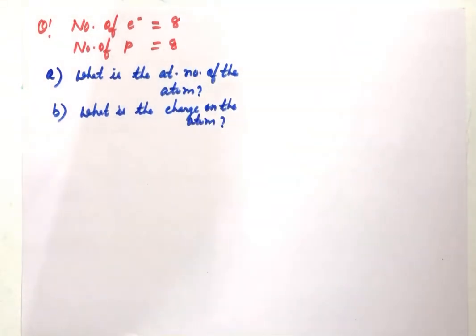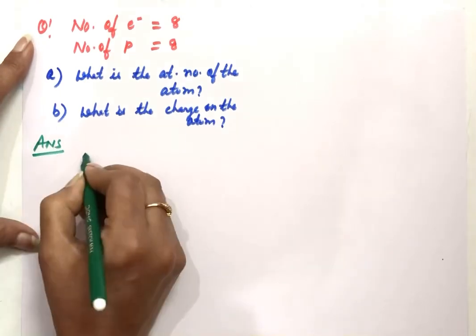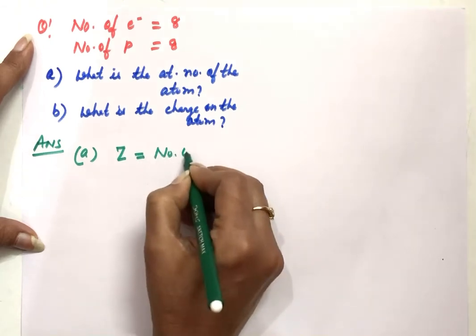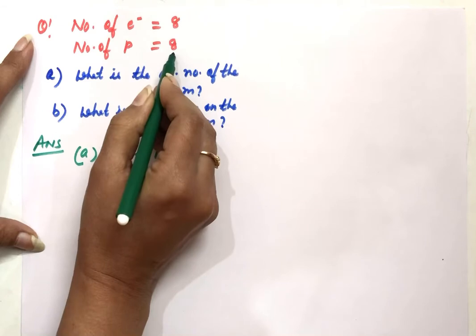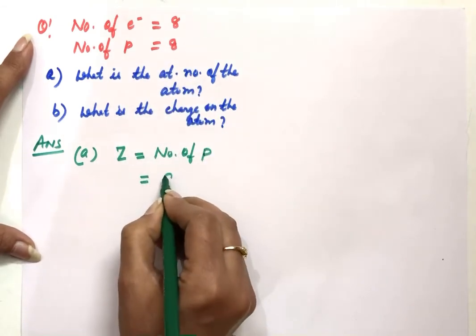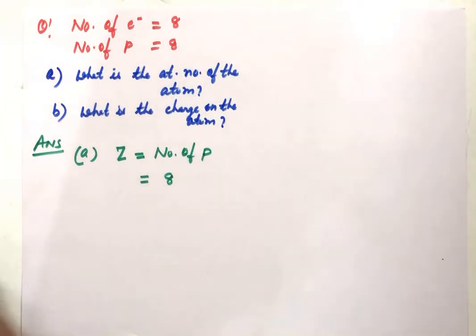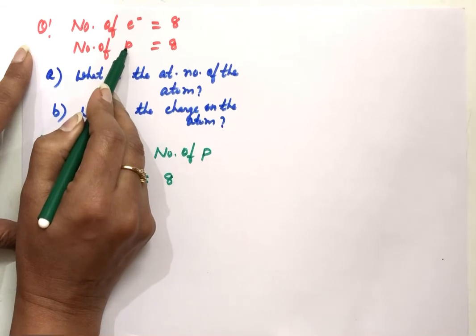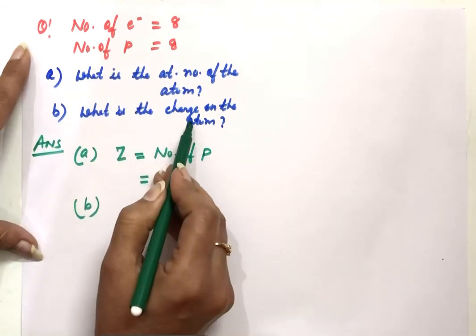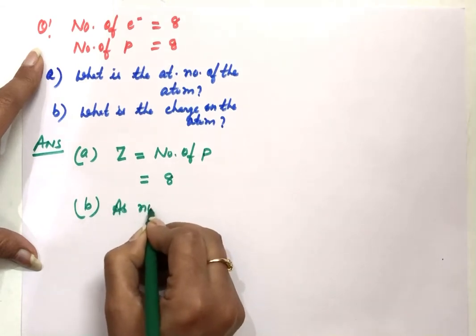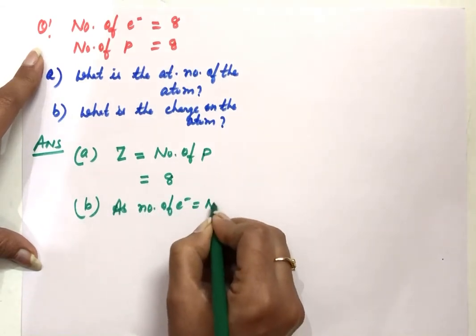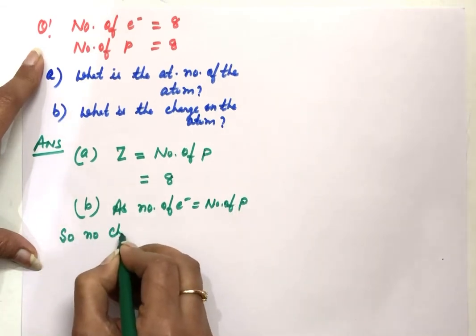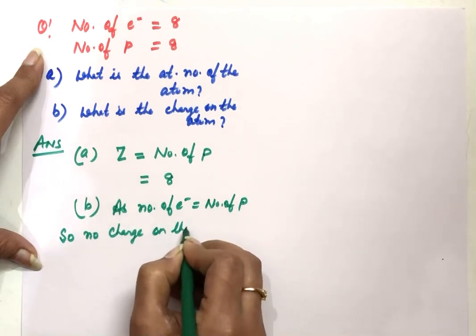Now, answer for this. A, atomic number, that is Z, is equal to number of protons in an atom. And protons given are 8. That means atomic number of this element is 8. B part. If proton and electron number is equal, that means atom is neutral. There is no charge on this, as number of electrons are equal to number of protons. So no charge on this atom. It is 0.